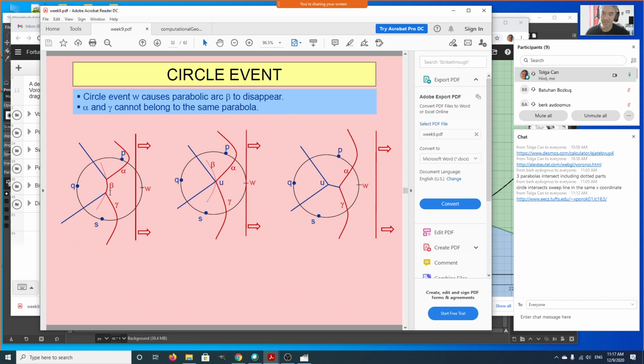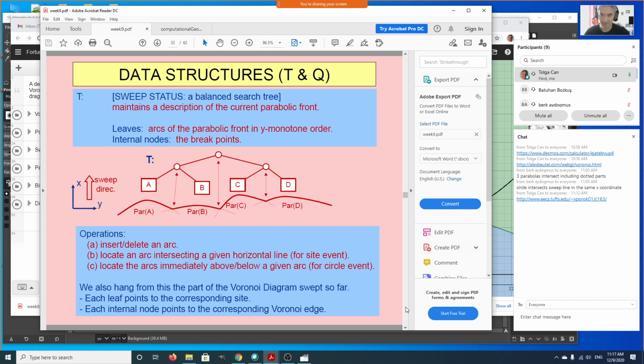At circle events, this W is a circle event in which the unique circle passes through these points P, Q, and S, and W is the rightmost point of that circle. In the center is that point U that becomes our vertex. Another thing is that we will not have something like three consecutive parabolas alpha, beta, gamma in a circle event where alpha and gamma belong to the same parabola. They should belong to different sites. That's how we define the circles.